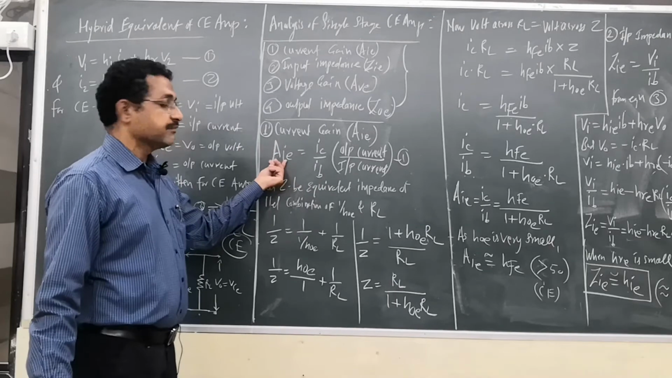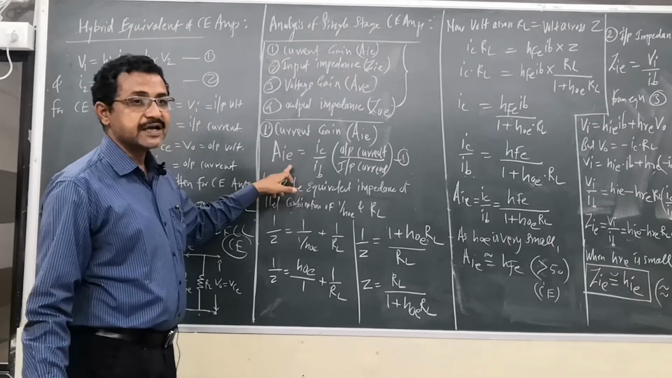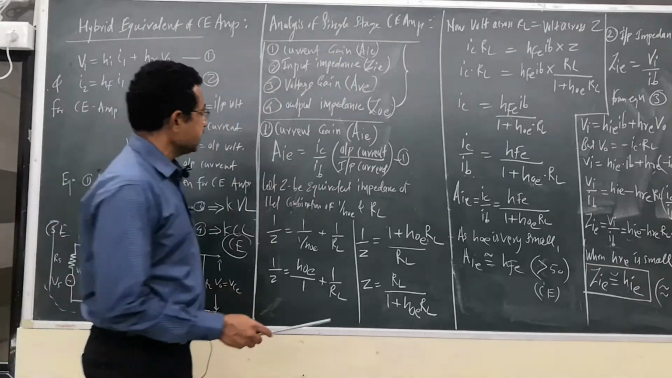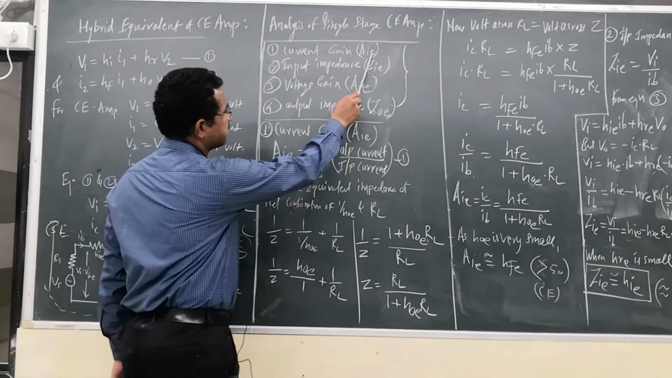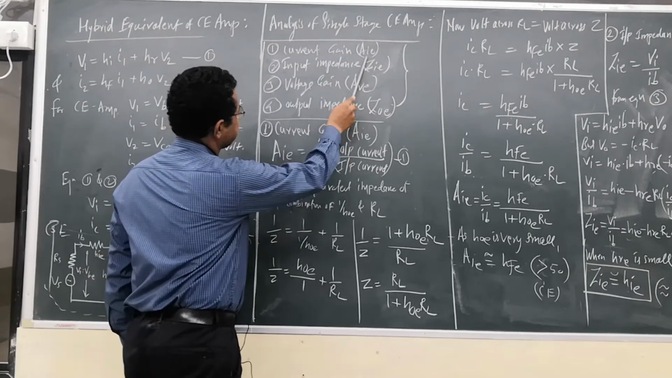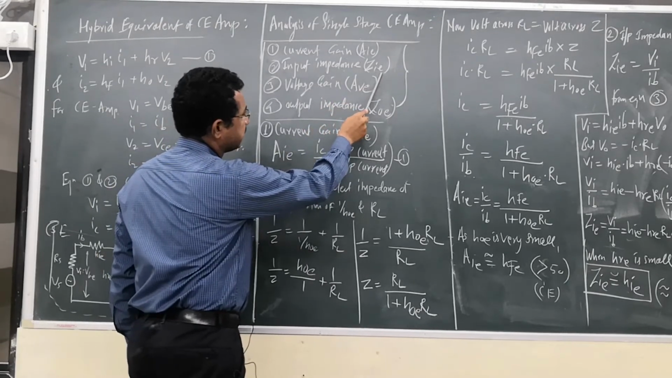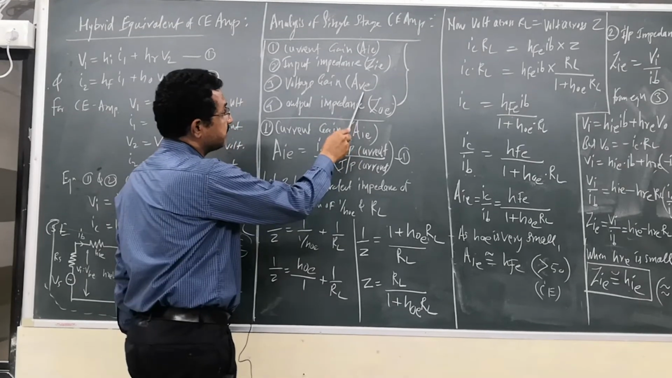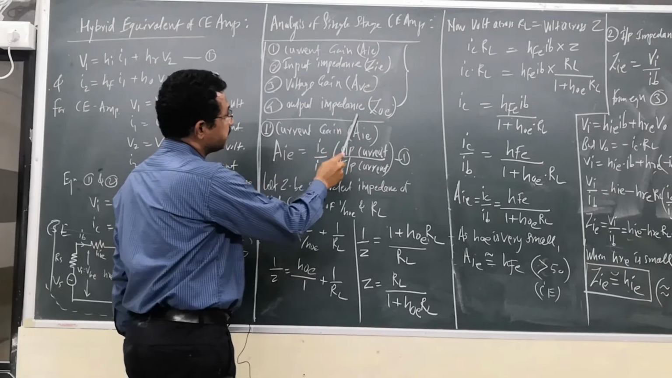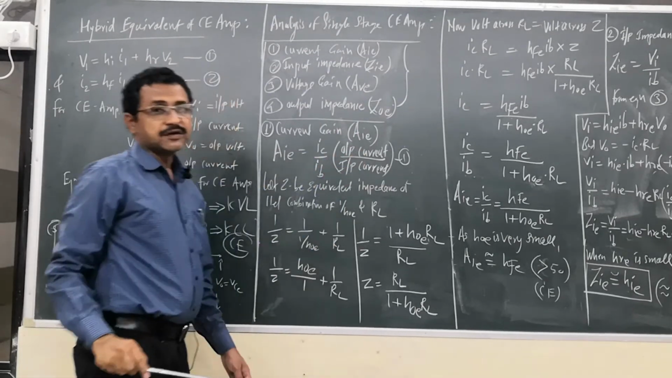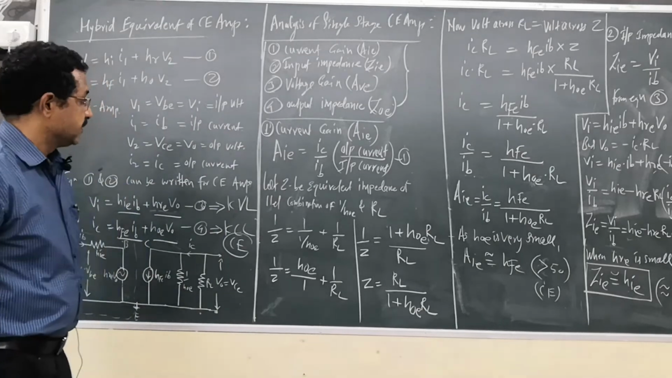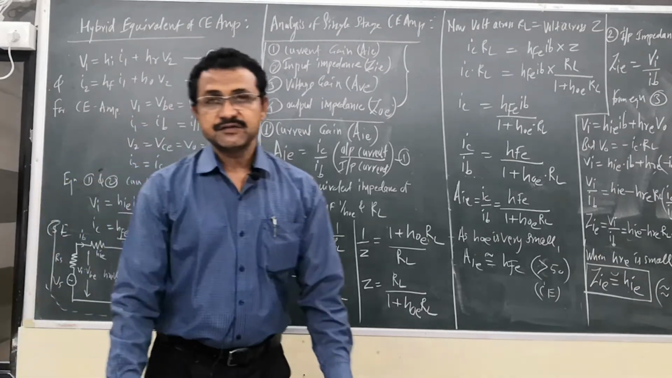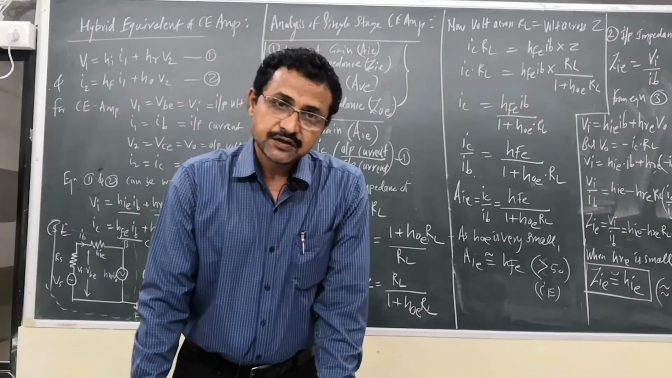So AIE is the current gain, where E is the suffix that represents the CE amplifier. Every parameter has the suffix E: AIE for current gain, input impedance ZIE, voltage gain AVE, and output impedance ZOE, where the suffix E is for the common emitter amplifier. So to find the first, the current gain, there is a simple definition: it is the ratio of output current to the input current.